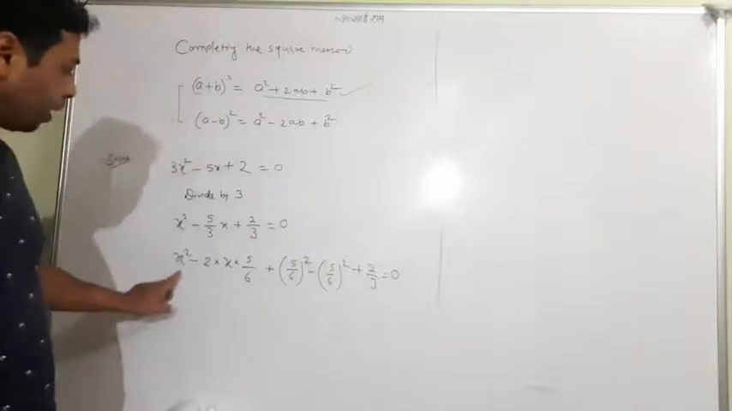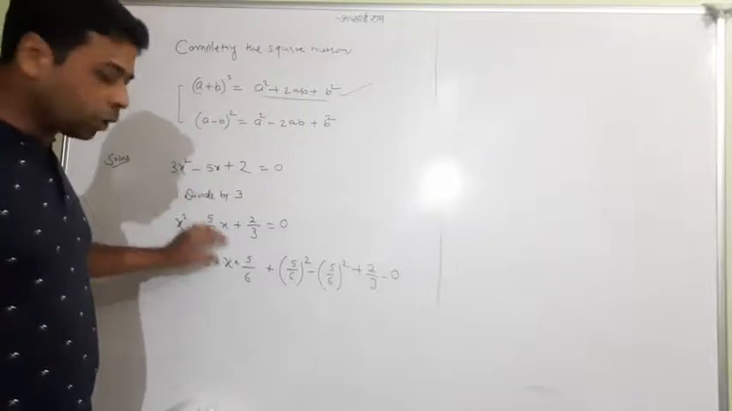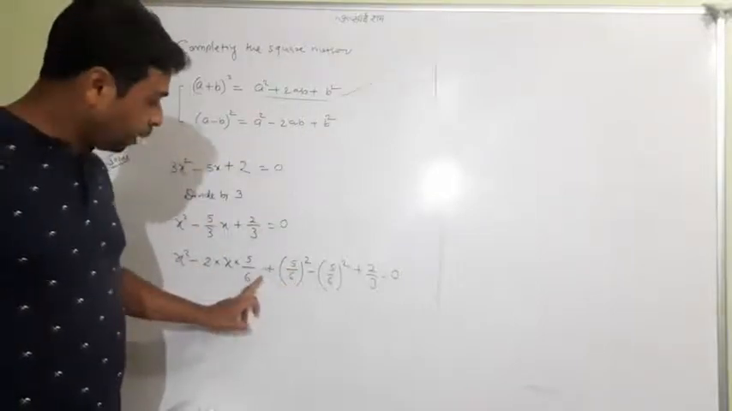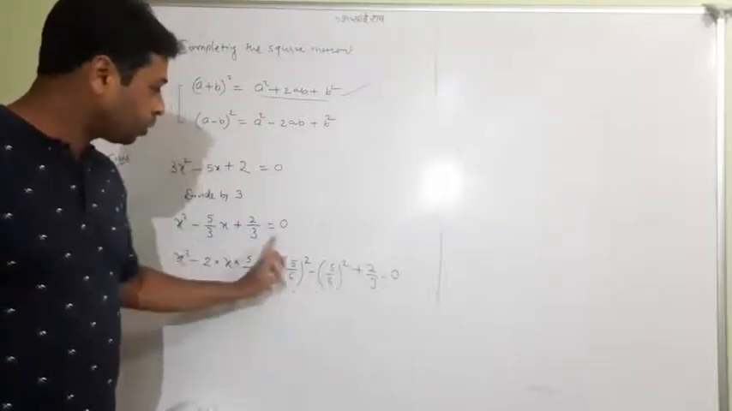Now look at a square minus 2ab. So b was half of 5 by 3, which is 5 by 6. I need b square. I add plus b square. b was 5 by 6, and subtract the same, and plus 2 by 3.